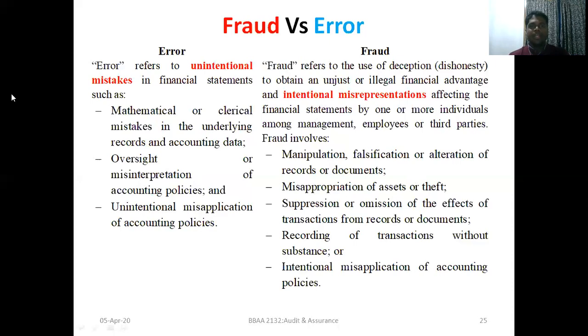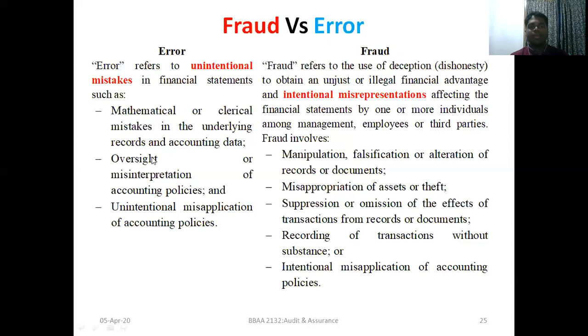So when you see errors, a good example is mathematical or clerical. That's a human mistake. Naturally we make some mistakes by mistake. Mathematical means when the accountant prepares the financial statement, the person writes 2000 plus 200 is equal to 2400. So that is a mathematical, arithmetical mistake, a clerical mistake.